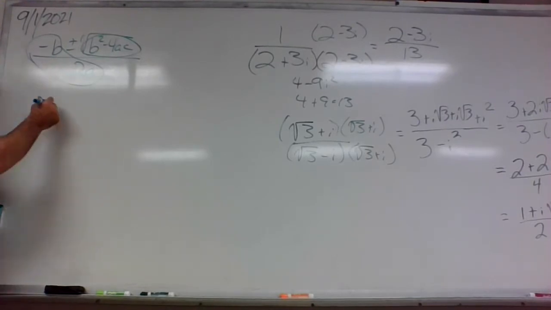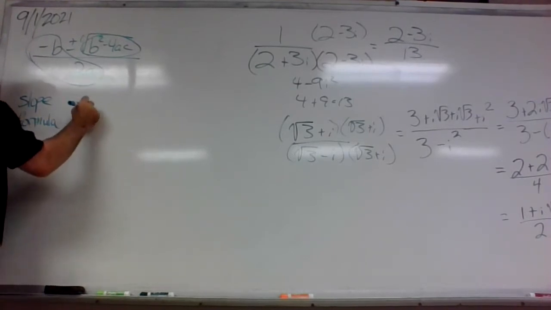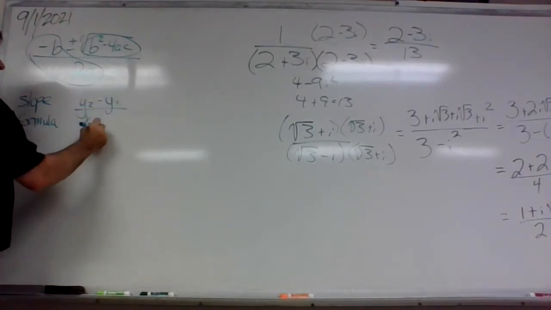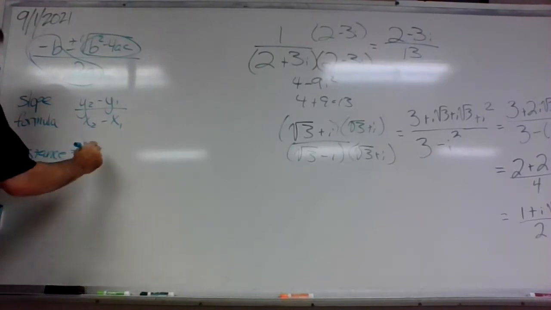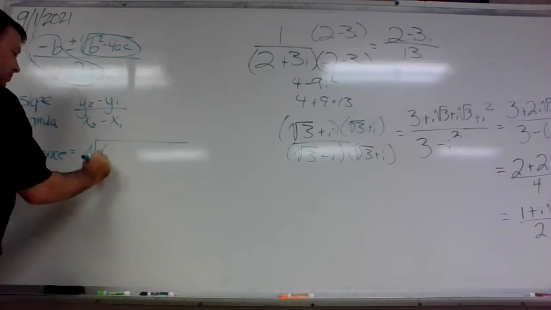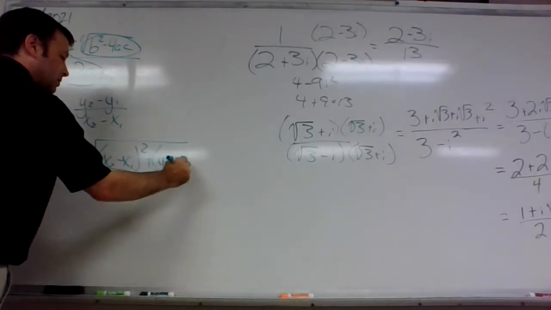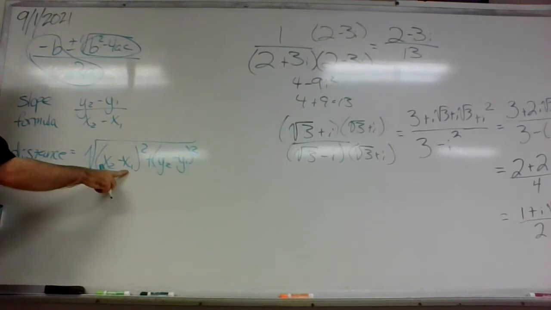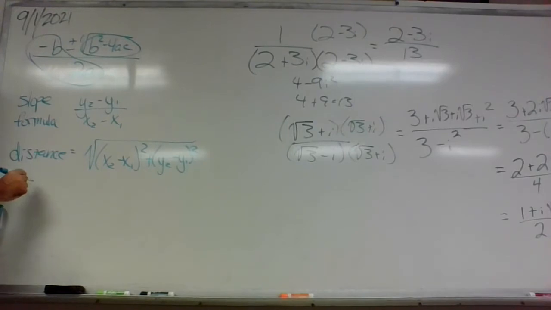Okay, so the slope formula, if they give you 2 points, is this one. Distance formula. That was the big square root one. Difference in x's squared plus the difference in y's squared, all under a square root. Distance is one of the harder ones for sure.